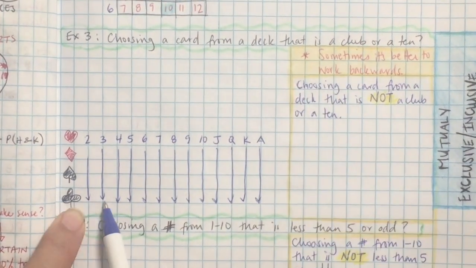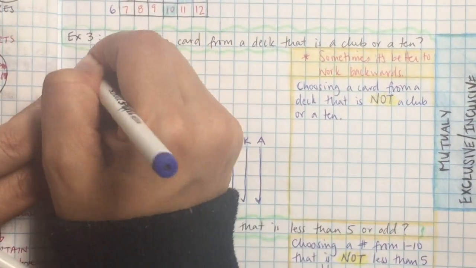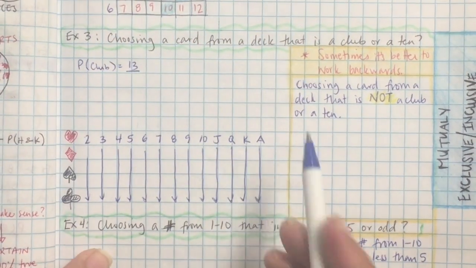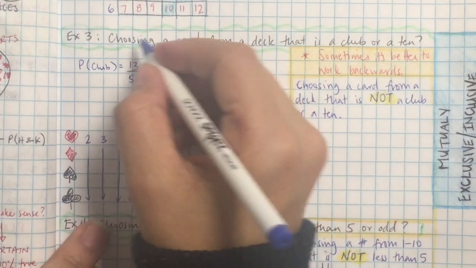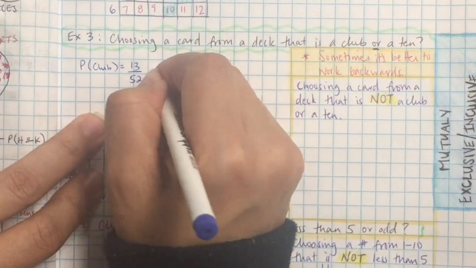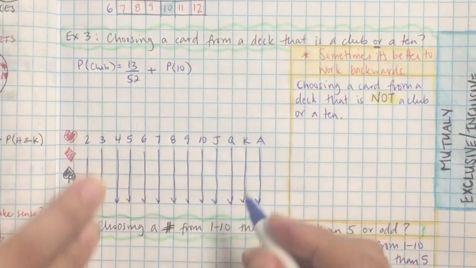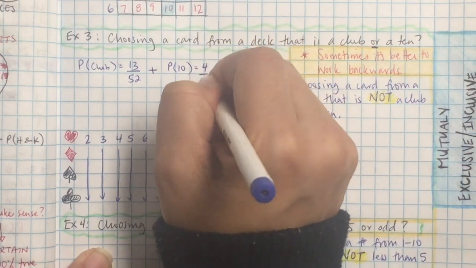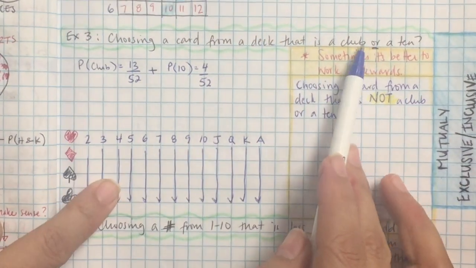Alright, so probability it's a club. So you have how many clubs? 13 clubs. Sorry, I clearly can't count. Out of how many cards? 52. Or, which means I'm going to add the probability you get a 10. How many 10s are there in a deck? There are 4, because there's one of each kind, out of a possible 52.